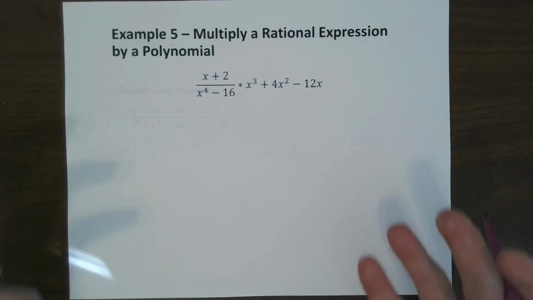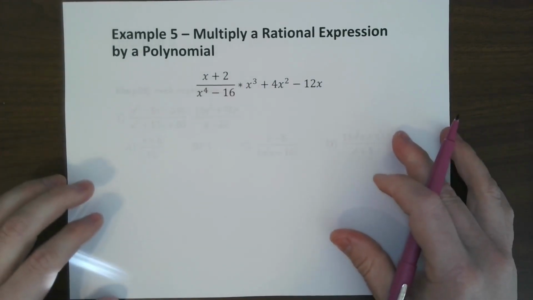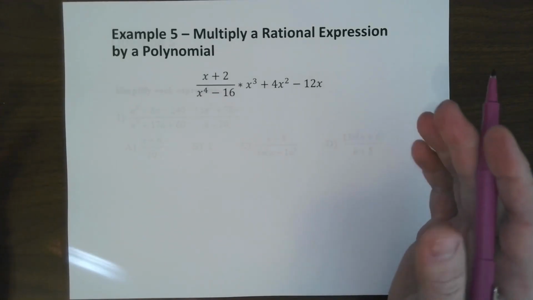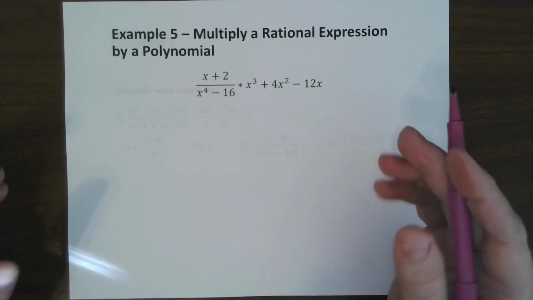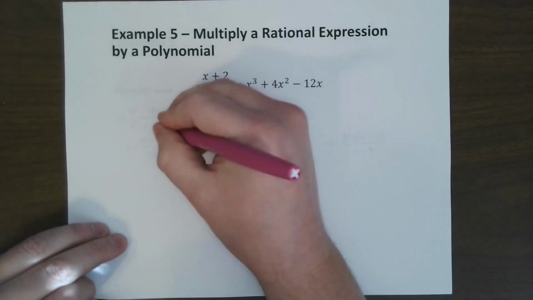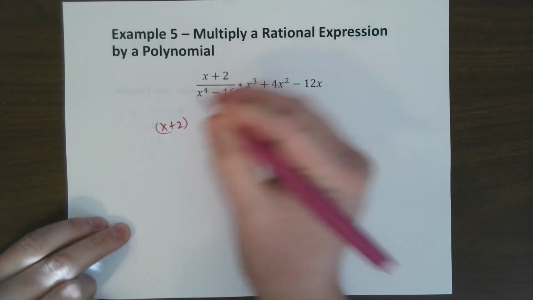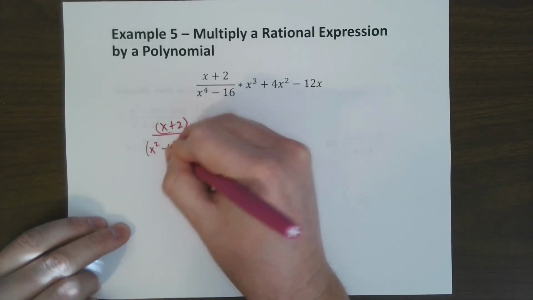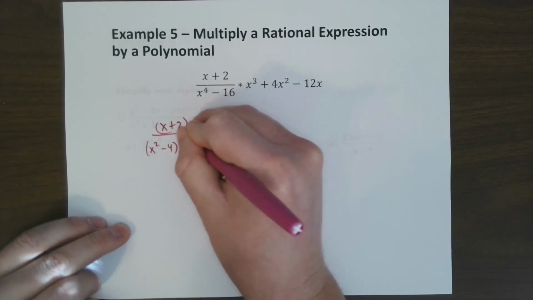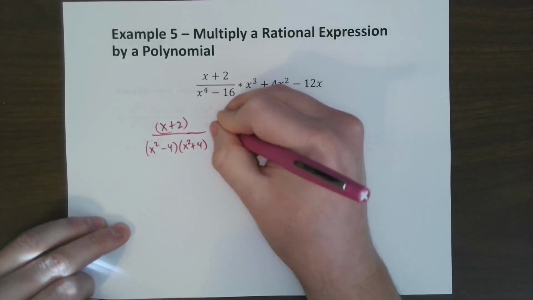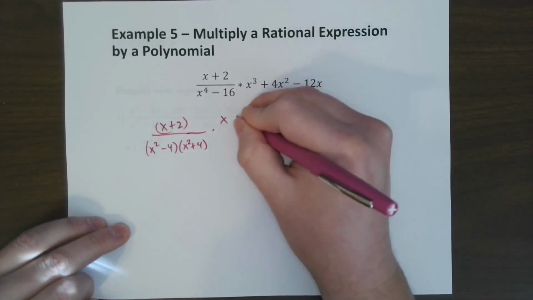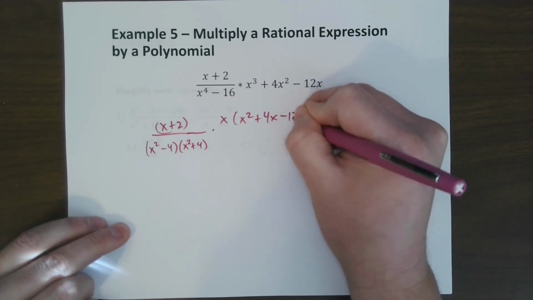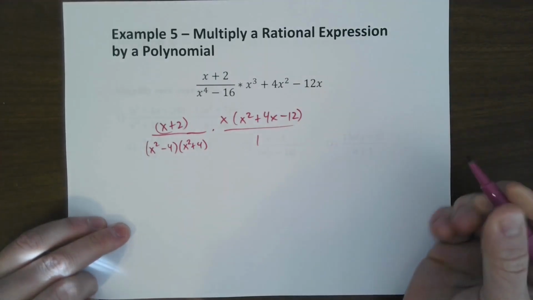Now, what if we multiply by a non-rational expression? Basically, you just treat it as though it's on top. So we're going to do the same exact thing we just did before. So we get x plus 2, factor the bottom, which would be x squared minus 4, x squared plus 4. I'm going to go ahead and divide out the x here for this one. So we're left with x squared plus 4x minus 12. This is all over 1, if you will.